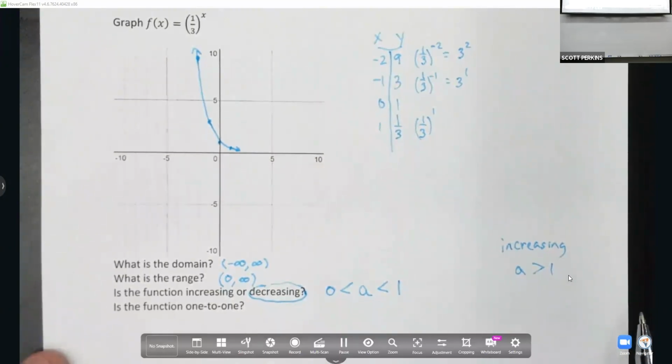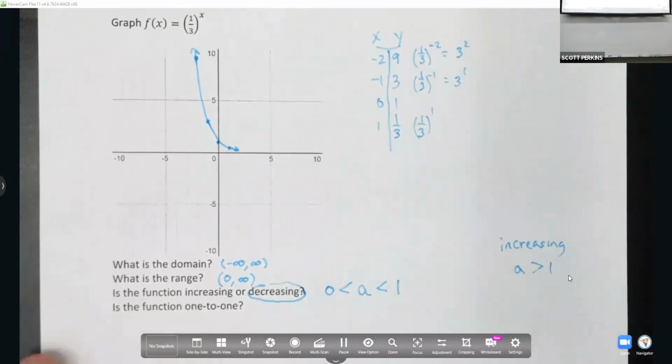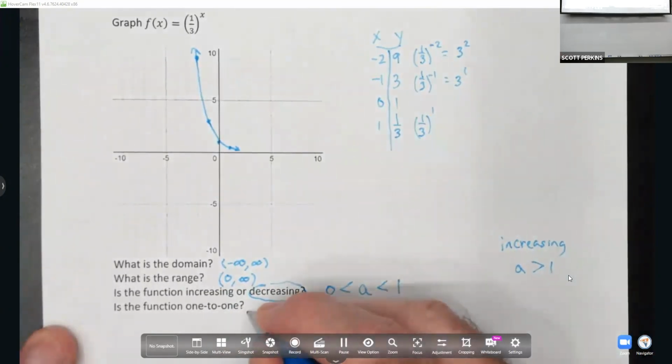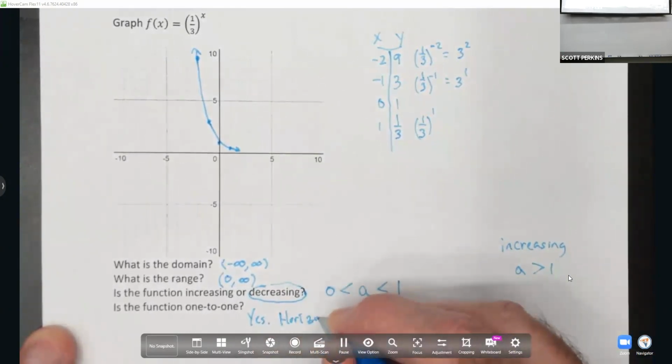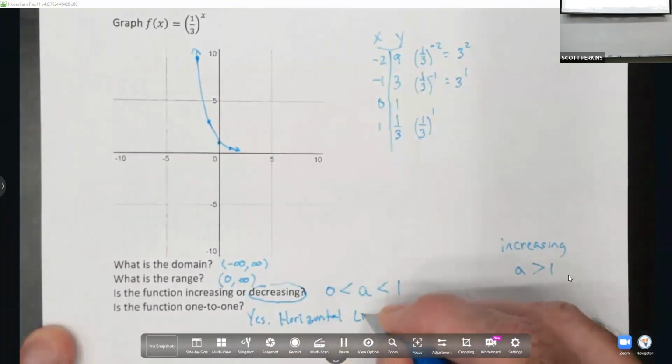And last but not least, just to tie this together with what we did in our first section, is this function 1-to-1? And the answer is, how do you know from the graph that it is 1-to-1? Because of the horizontal line test. Beautiful, love it. Thank you for remembering. Yes, because of the horizontal line test.